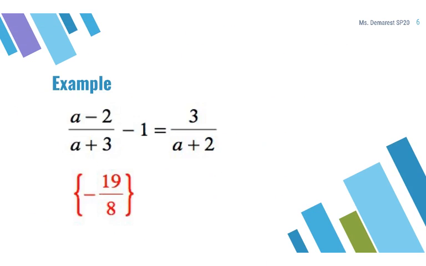Then we have to check in our denominator. We just need to make sure that when I put a in for here and here, I don't end up dividing by 0. Negative 19 over 8 plus 3, that's not 0. Negative 19 over 8 plus 2, that's not 0. So we know that our answer is good.